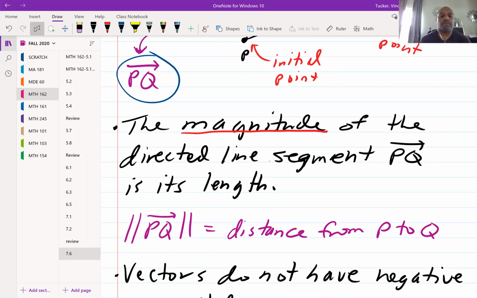The magnitude of the directed line segment PQ is its length. So this would be the symbolism that we use. Just like we did absolute value signs, we have double absolute value lines. That's the magnitude of PQ, or in other words, the distance from P to Q.